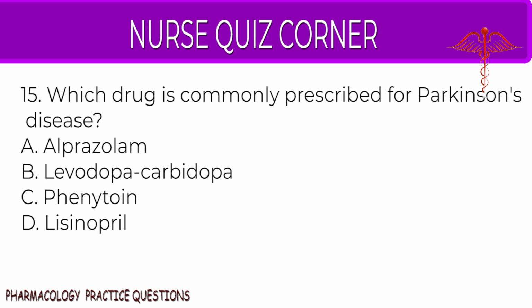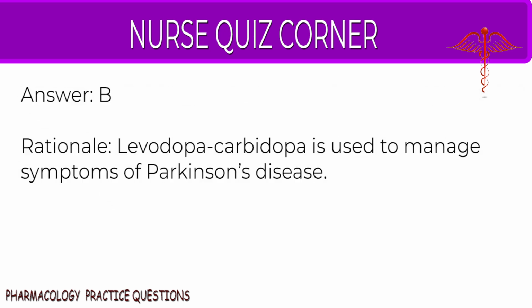15. Which drug is commonly prescribed for Parkinson's disease? A. Alprazolam, B. Levodopa-carbidopa, C. Phenytoin, D. Lisinopril. Answer: B. Rationale: levodopa-carbidopa is used to manage symptoms of Parkinson's disease.